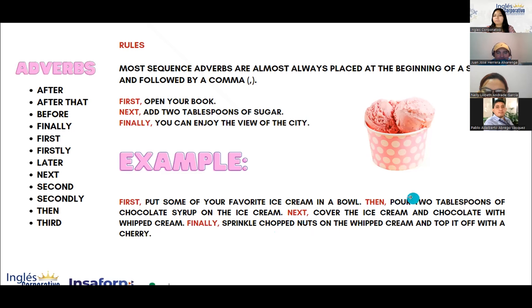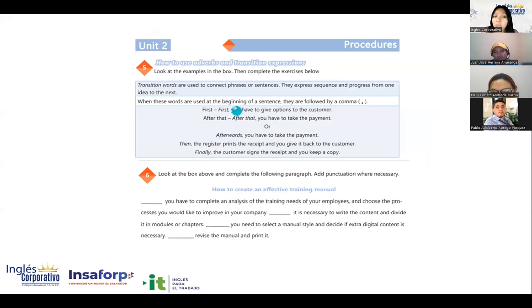Well, okay. So now let's move. This is just for you to actually see, guys, the example of how we need to use adverbs of sequence. So let's move and we're going to continue with the book. Here it says how to use adverbs and transition expressions. It says to look at the examples in the box and then complete the exercises below. Transition words are used to connect phrases or sentences. They express sequence and progress from one idea to the next. When these words are used at the beginning of a sentence, they are followed by a comma, as I mentioned before.